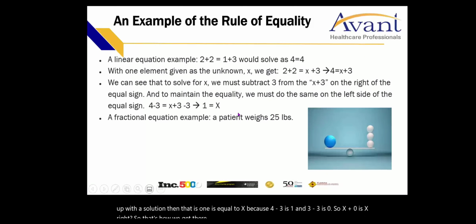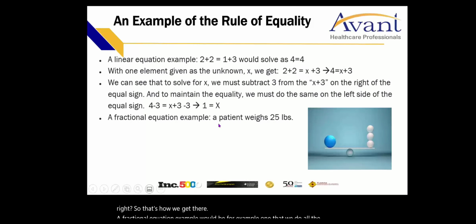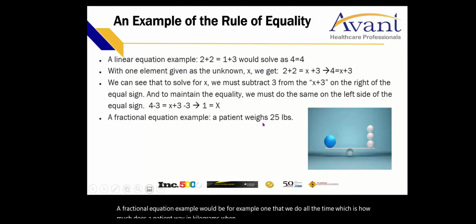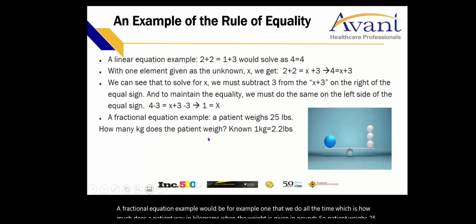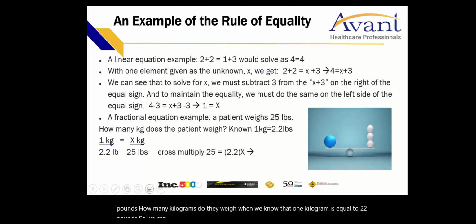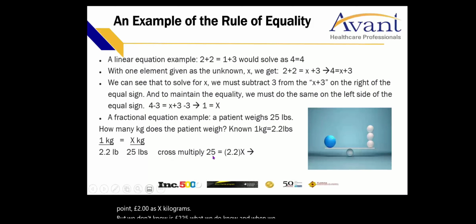A fractional equation example would be, for example, one that we do all the time, which is how much does a patient weigh in kilograms when the weight is given in pounds. So a patient weighs 25 pounds. How many kilograms do they weigh? Well, we know that 1 kilogram is equal to 2.2 pounds. So we can set up a fraction using this knowledge. So 1 kilogram is to 2.2 pounds as x kilograms, what we don't know, is to 25 pounds, what we do know. And when we cross multiply, we get 25 is equal to 2.2 times x.